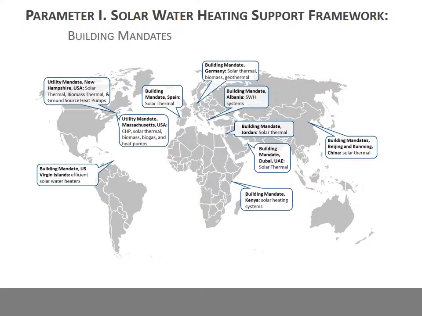Building mandates require solar water heating, or renewable heating systems more broadly, to be integrated into new construction or major renovations of buildings. As noted previously, a score of 2.5 is possible if solar mandates are in place at the subnational level to reflect the growing number of cities and regions that have enacted them independently or in response to urging from the national government. The map on this page includes examples of both national and subnational mandates.